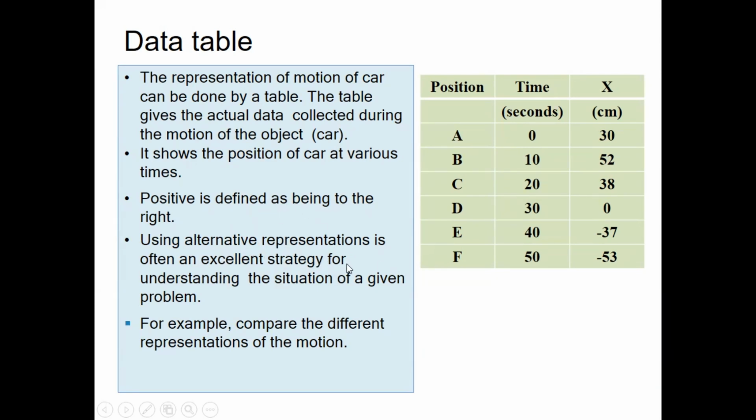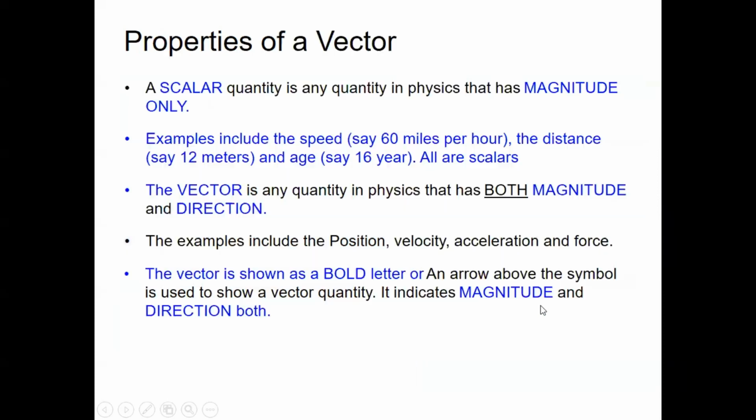Using another representation often is a good strategy to understand the situation of the problem. For example, we can compare different representations of motion and figure out what is going on. Before we move further on the position and other properties that are really of concern in particles motion, we have to go through briefly the vectors, because vector representation makes life easy in the study of motion. So let's go through the properties of a vector.